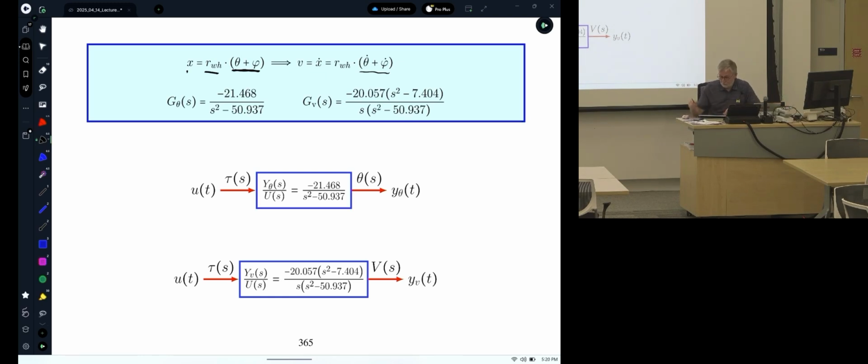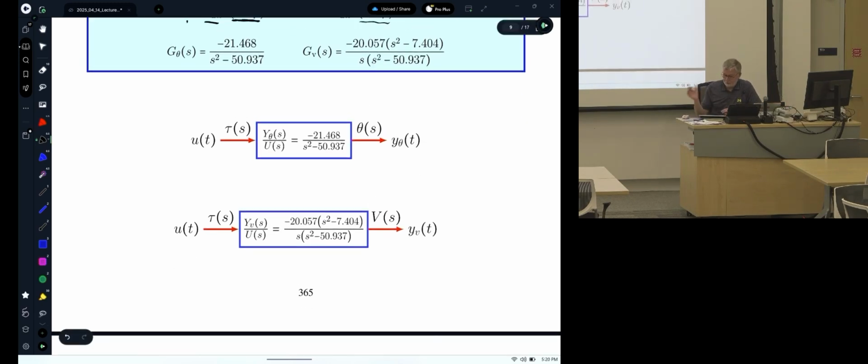So the two transfer functions are as given here that you'll have to work with. It'll be slightly different for the BallBot, but they have the same structure. Now here's why it's hard.